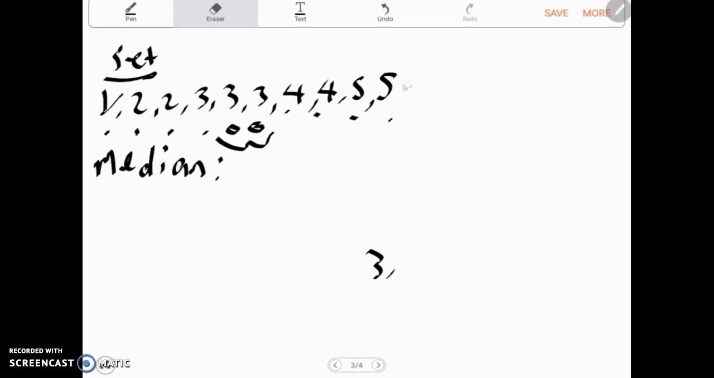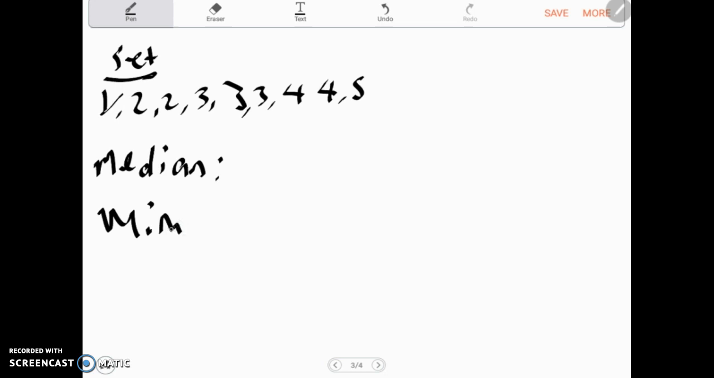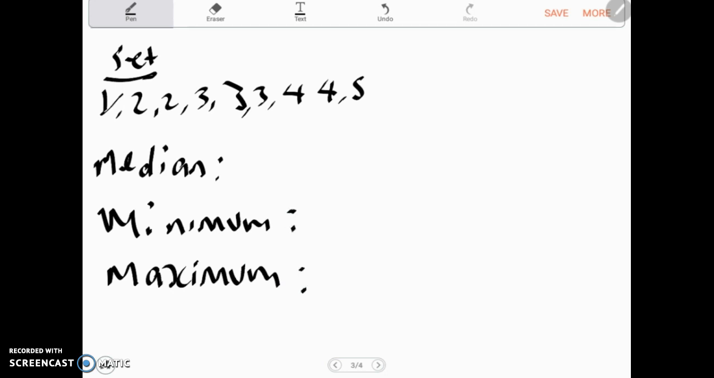So I'm just going to erase that last data point because that one wasn't there before. Okay, so now we've got the minimum and the maximum. Well, these ones are nice and easy. They're just the lowest and highest values. So the minimum value here is 1. The maximum is 5. Easy peasy.